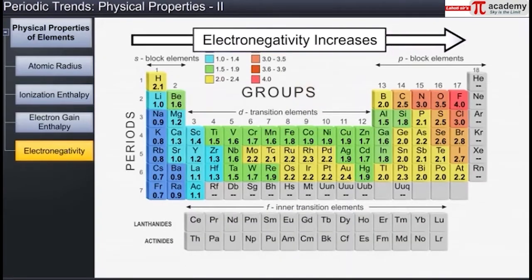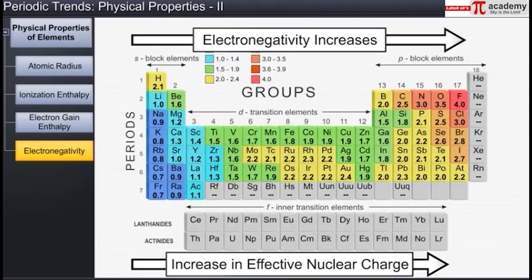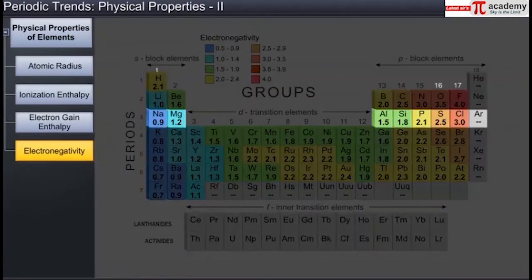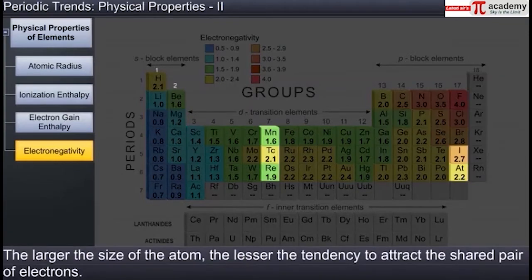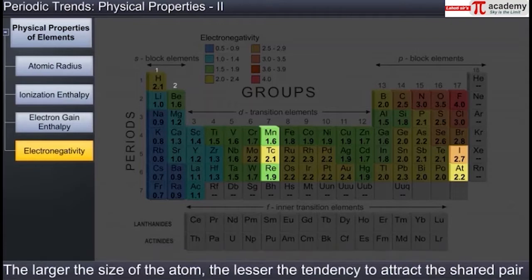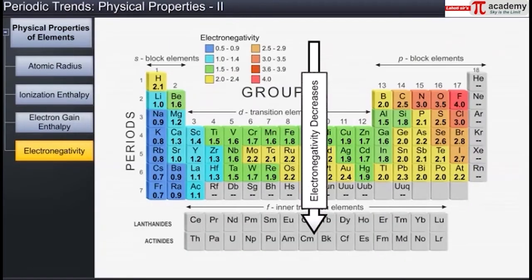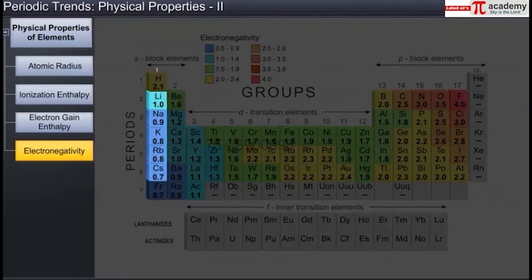Electronegativity increases across a period. The increase in electronegativity across a period is due to the increase in effective nuclear charge. Smaller atoms have higher electronegativity values than the bigger atoms. The larger the size of the atom, the lesser the tendency to attract the shared pair of electrons. This is why electronegativity decreases down a group, as shown here for the group 1 elements.